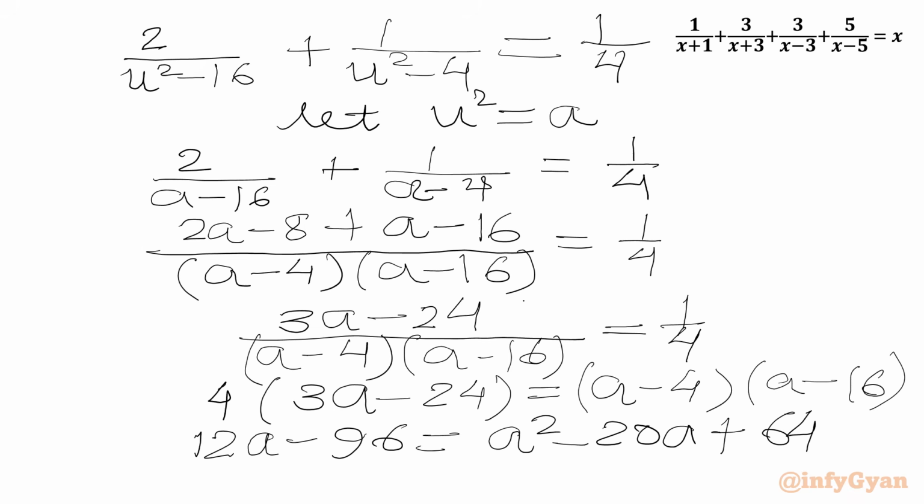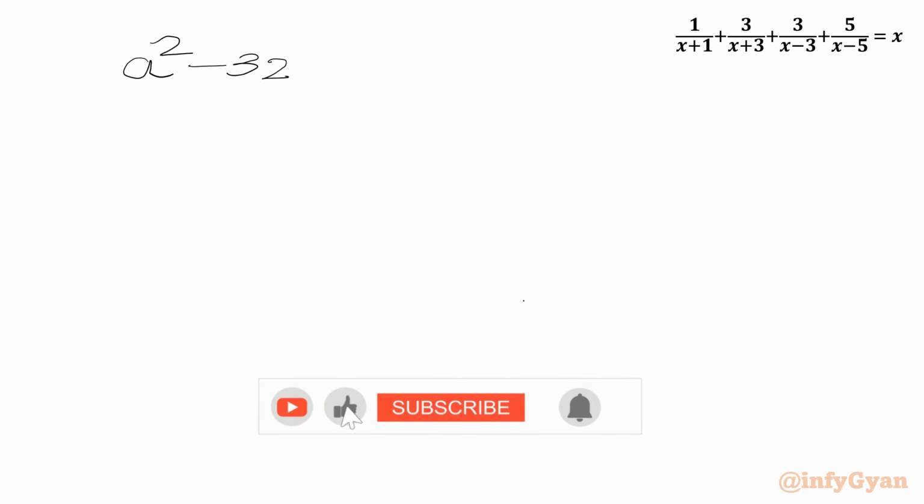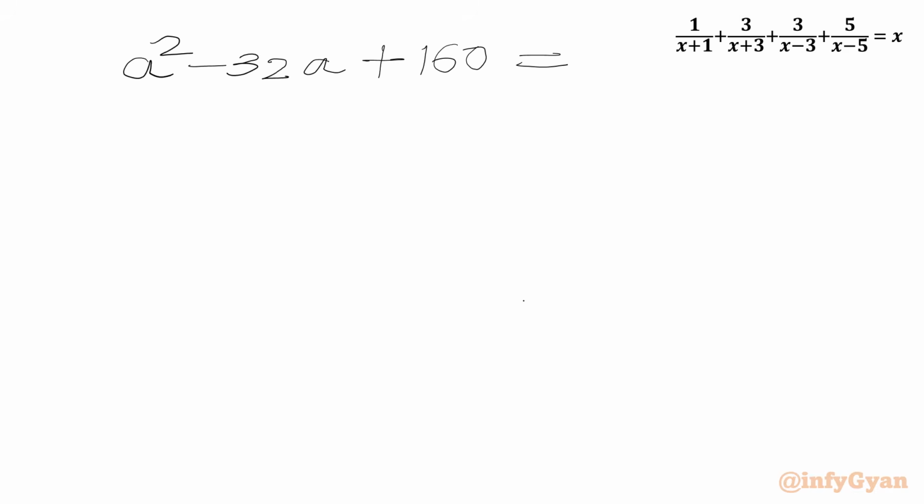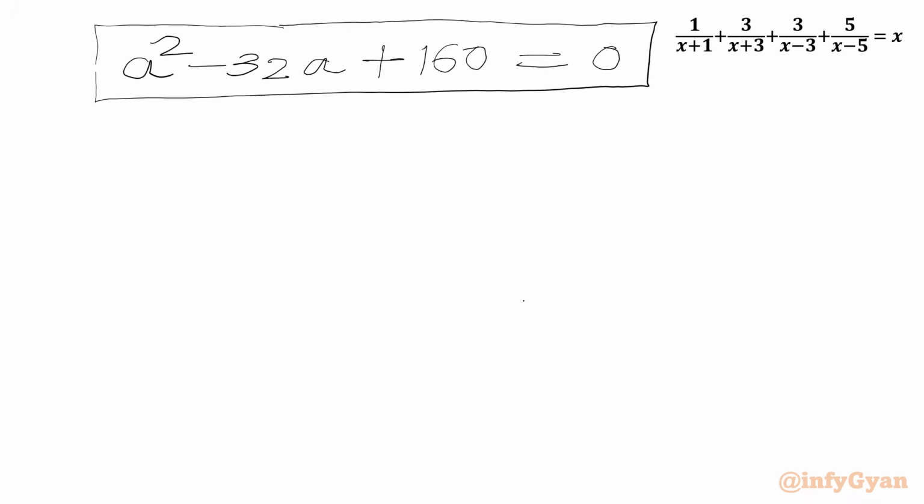Now we will take all the terms to one side and we will get one quadratic equation. a square minus 32a plus 160 equal to 0. Now this is one quadratic equation. I will be solving using the completing the square method. So I need to subtract 160 from both sides first. We will get a square minus 32a equal to minus 160.